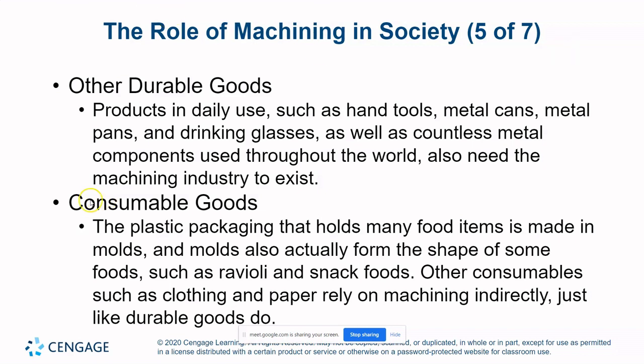So when they're talking about the plastic packaging and stuff, the plastic isn't being machined. What was machined was the molds used to make the plastic packaging. So you can see that while machining was not used directly on the product, machining was needed to create that product.